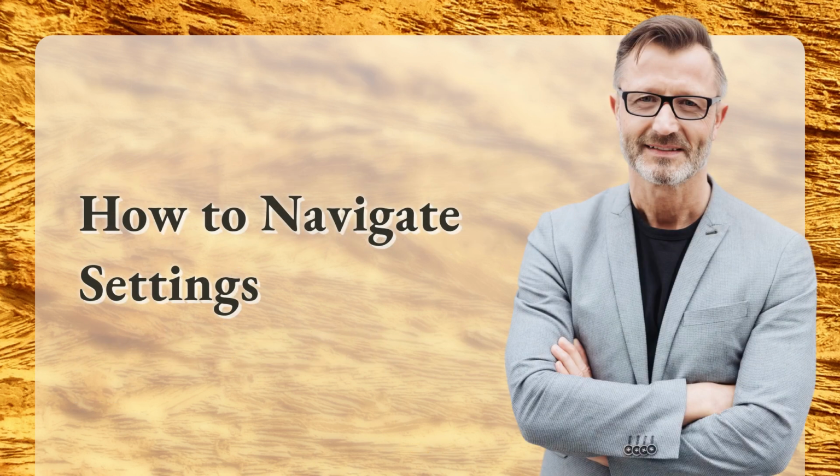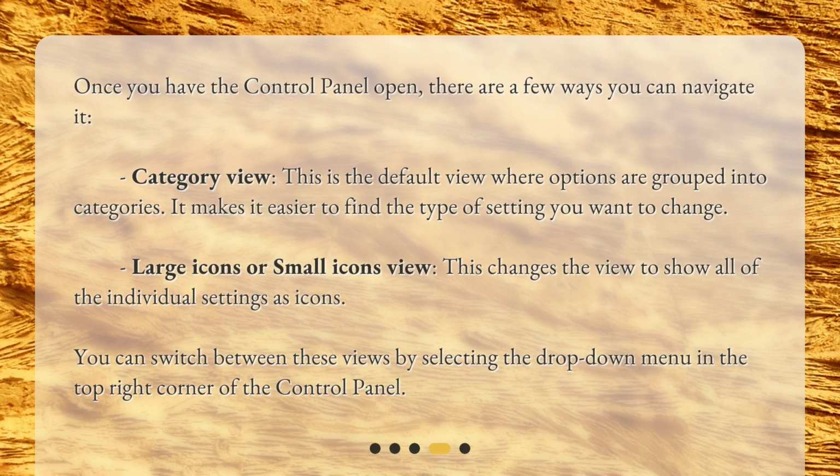How to navigate settings? Once you have the Control Panel open, there are a few ways you can navigate it. Category view. This is the default view where options are grouped into categories. It makes it easier to find the type of setting you want to change.